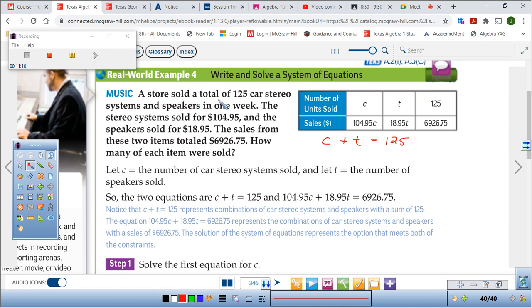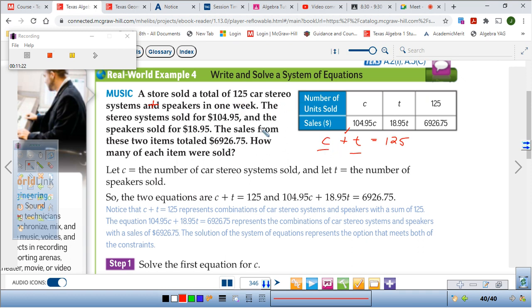A store sold a total of 125 stereo systems and speakers in 1 week. You see, stereos, speakers, total equals 125. There it is. Now pay attention.